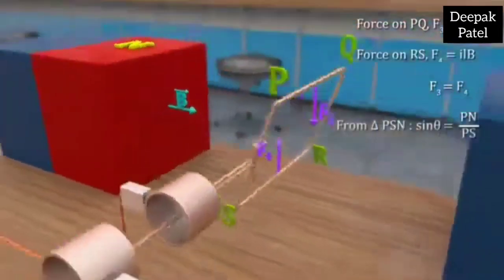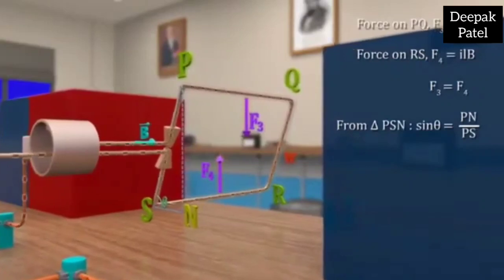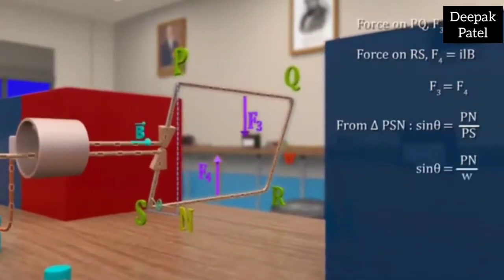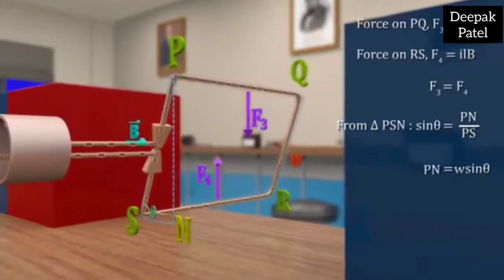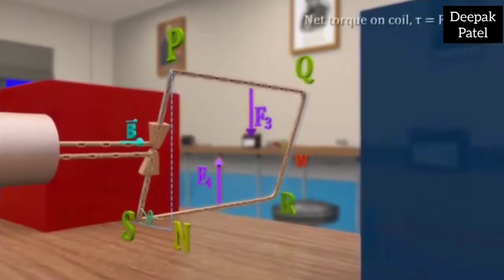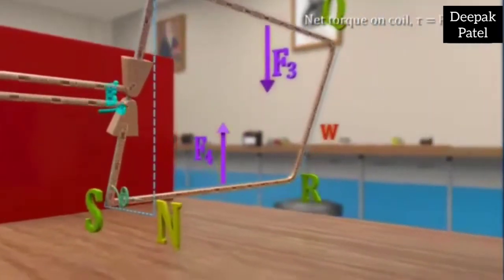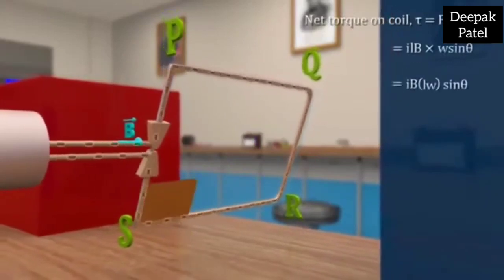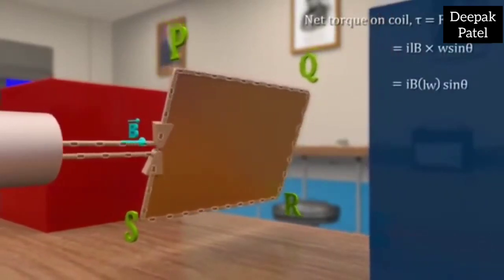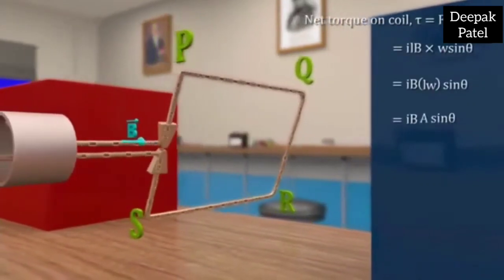direction. From triangle PSN, sin theta is equal to PN by PS. This gives the distance between the forces, PN, equal to W sin theta. Net torque acting on the coil is equal to the product of the magnitude of force and the perpendicular distance between the forces. WL is equal to the area of the loop. Hence, torque on the coil is equal to IBA sin theta.